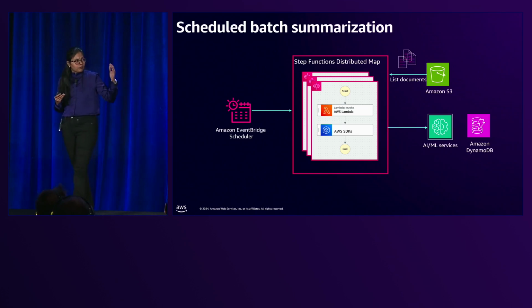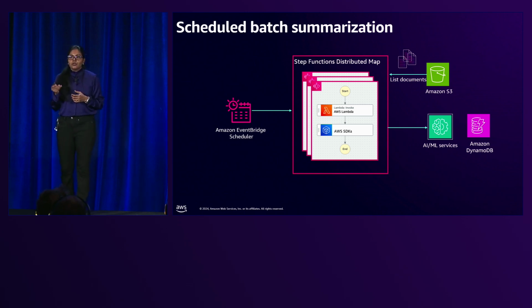And in the previous slide, we talked about concurrency. Similarly, in distributed map, you can set the concurrency so that your AI/ML services are not overwhelmed with too many invokes. Because this is a batch summarization process, you need to store the summary somewhere. You would choose a database like Amazon DynamoDB.